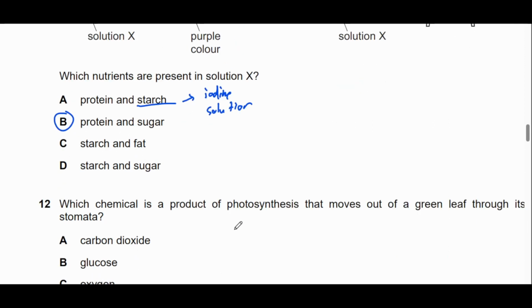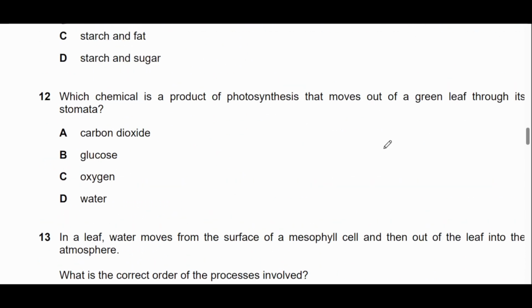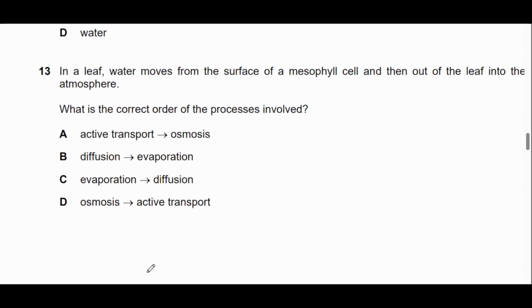Okay. Which chemical is a product of photosynthesis that moves out of a green leaf through its stomata? Okay, so photosynthesis, the equation goes like carbon dioxide plus water, you get glucose plus oxygen, right? So therefore, the only gaseous product that can move out of the stomata would be oxygen. Okay. In a leaf, water moves from the surface of a mesophyll cell and out of the leaf into the atmosphere. What is the correct order of the processes involved? Okay, so when water moves from the surface of a mesophyll cell and then out of the leaf to the atmosphere, this is known as transpiration.